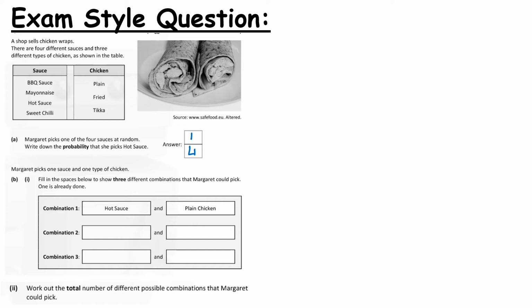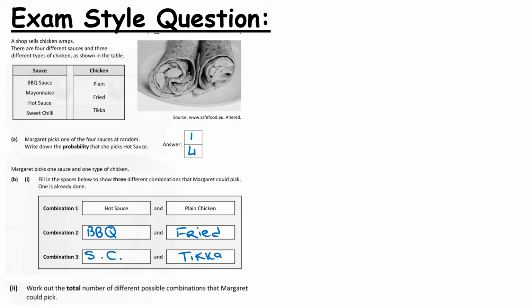Margaret picks one sauce and one type of chicken. Fill in the space below to show 3 different combinations that Margaret could pick. One is already done. So she could have hot sauce and plain chicken, and maybe she could have barbecue and fried chicken, and maybe she could have sweet chili and tikka. That doesn't sound very pleasant, but it is an option.